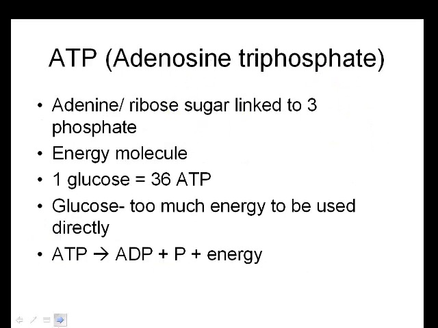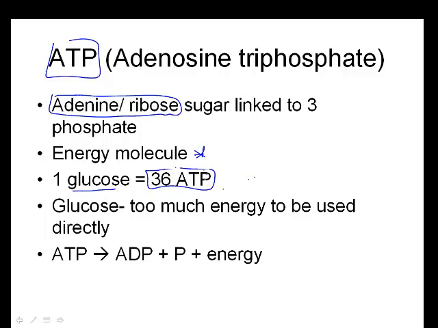Lastly, finishing off, ATP is our energy source. We call it adenosine triphosphate. Adenosine just means it's a hybrid between the adenine nitrogen base and the ribose sugar, and triphosphate means 3 phosphates. Like I said, it's our energy molecule, whereas if you're breaking down 1 glucose, it's going to produce 36 ATP. And the reason why we don't just use glucose is because it's too much energy. You don't need 36 ATP to carry out certain functions.